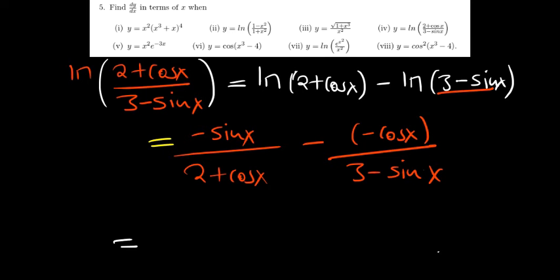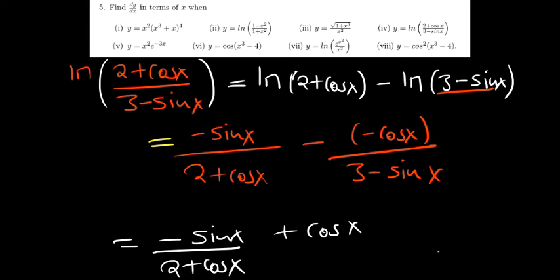So at this point we have negative sine of x plus cosine of x over 2 plus cosine of x, and then that is 3 minus sine of x. I think this is okay to end at this point. Very, very fine. So you clearly show that you understand how to go about the logs.